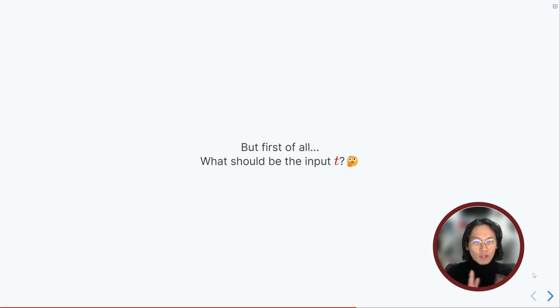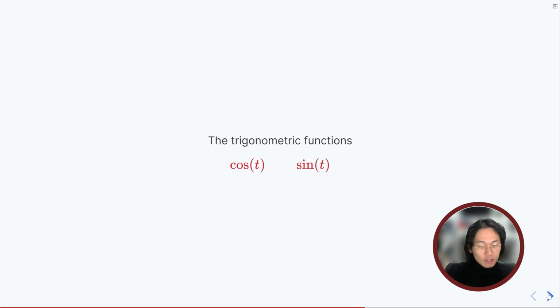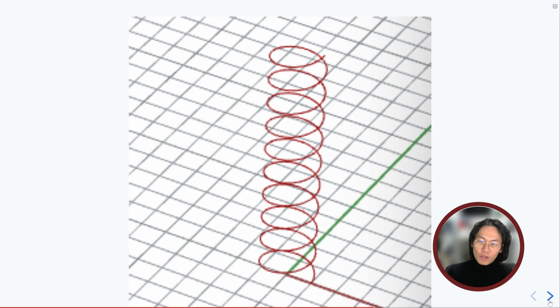But first of all, the question is what should be the input of t? Let's see these two trigonometry functions, cosine and sine. What would you plug into cosine and sine? Take a moment to think about it. Yes, you would plug the degree or radian into cosine and sine, right? So if I switch to this picture, what would be the domain of this curve? One idea is to take a look at the overall shape. As you can see, this is the start point of this helix, and it spins, and over here is the end point. As I mentioned, the input may be the degree or the radian.